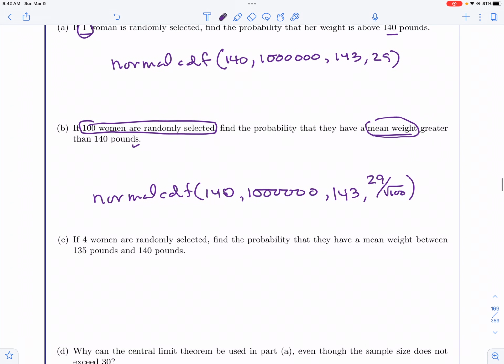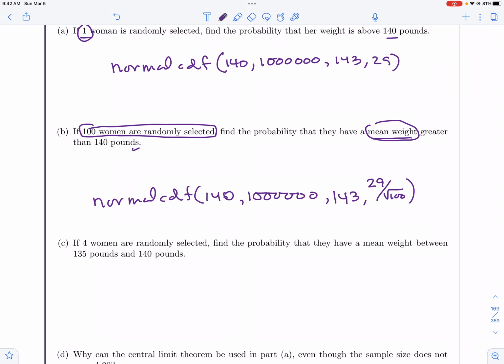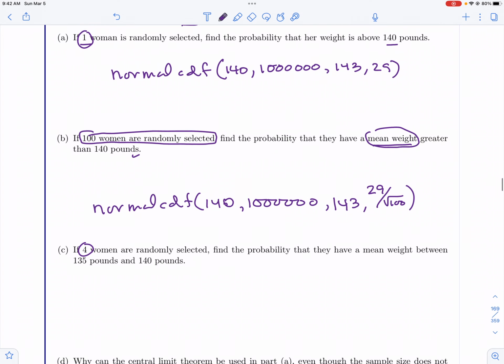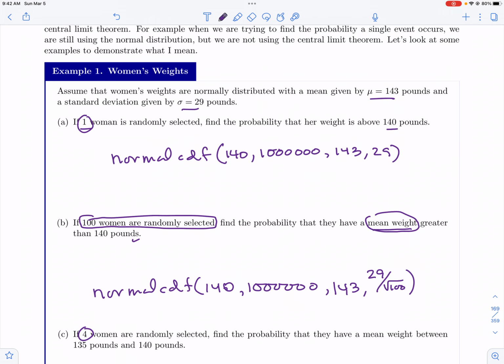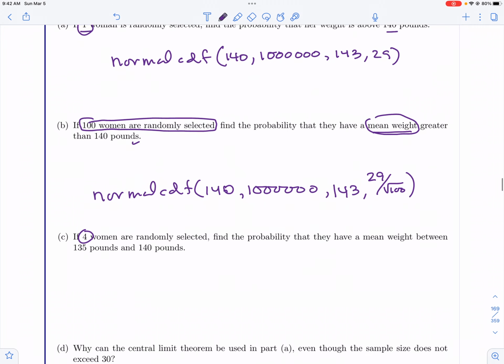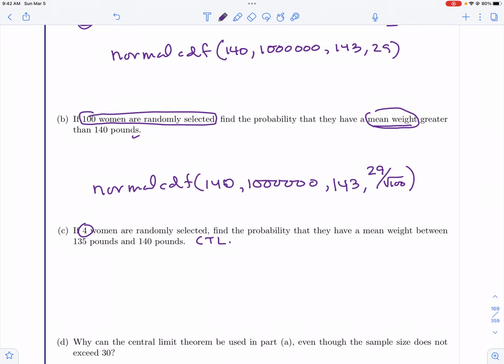All right, so for C, we've got 4 women are randomly selected. Find the probability they have a mean weight between 135 and 140 pounds. So since this is 4, are we allowed to use the central limit theorem? Well, normally, remember, the central limit theorem says we have to use it if we've got more than 30, but there was one other stipulation. If the data is already normally distributed, then we can use the central limit theorem for any number of people that we're surveying at all. So in this case, since we know it's normally distributed from the beginning, we can use the central limit theorem for this problem even though our n is less than 30.